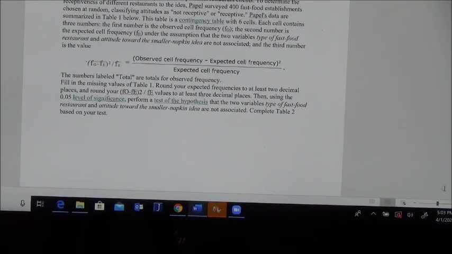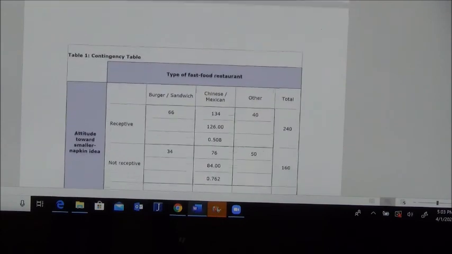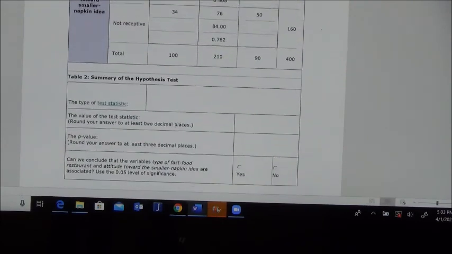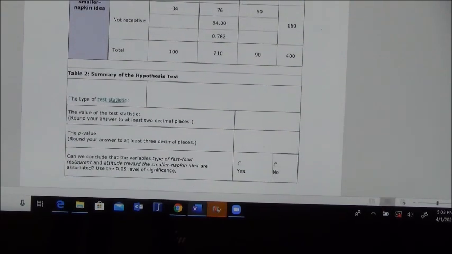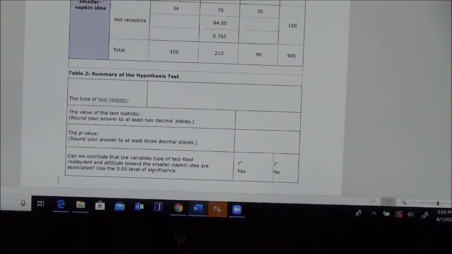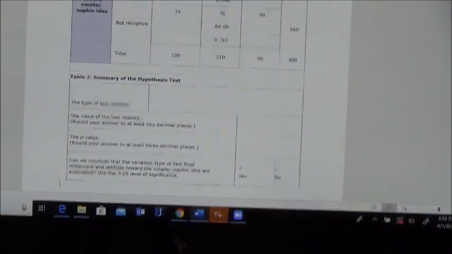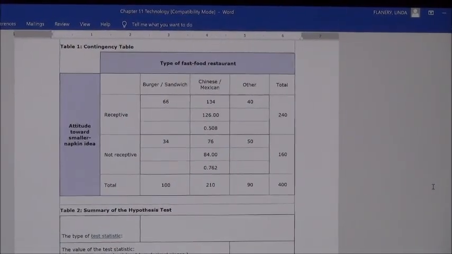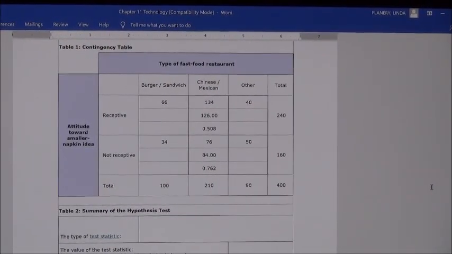And so I am going to go ahead and slide down here to what the table looks like. So there is the table that we have in order to do our contingency testing. All right, so we have our table that we have to fill in. And so first thing we're going to do is our matrix. We have 2 rows, receptive and not receptive, 3 columns, burgers and sandwiches, Chinese and Mexican, or other.